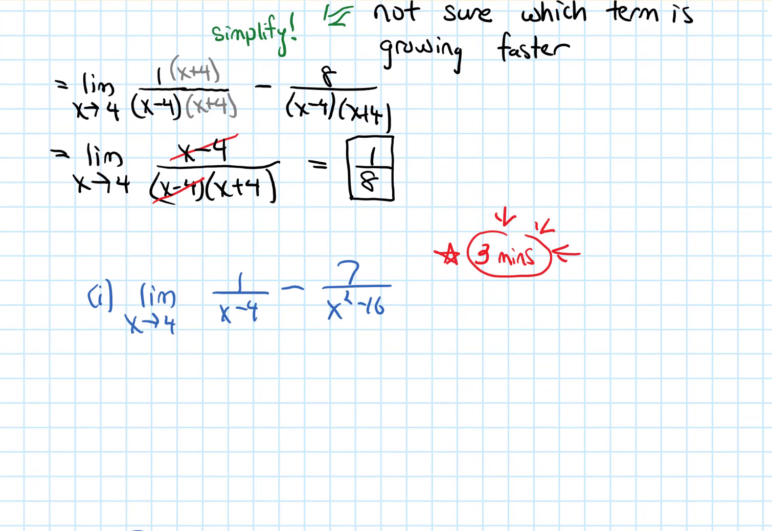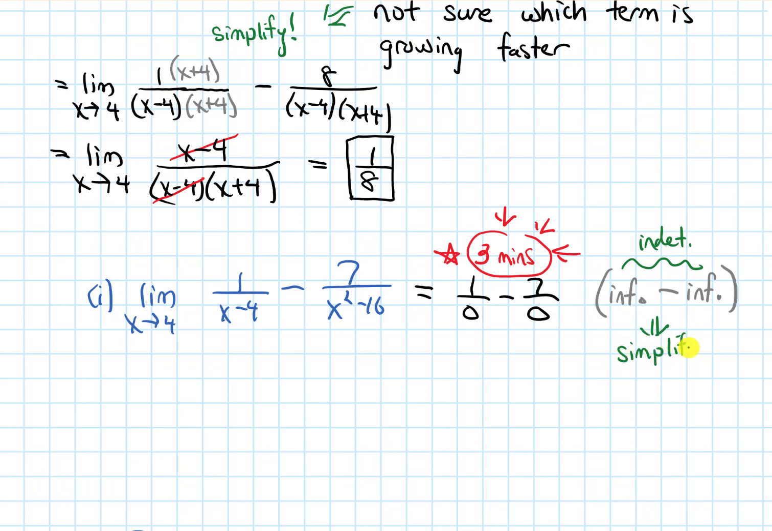Hopefully you paused it for 3 minutes to try it. Let's talk about it together now. The first step is going to be plug in. If I plug in 4, I'll get 1 over 0 minus 7 over 0. Because I have a non-zero over 0, I would think about these in terms of one-sided limits, and each of those one-sided limits is going to be some type of infinite thing. So an infinite thing minus an infinite thing. This is indeterminate, so we need to simplify.